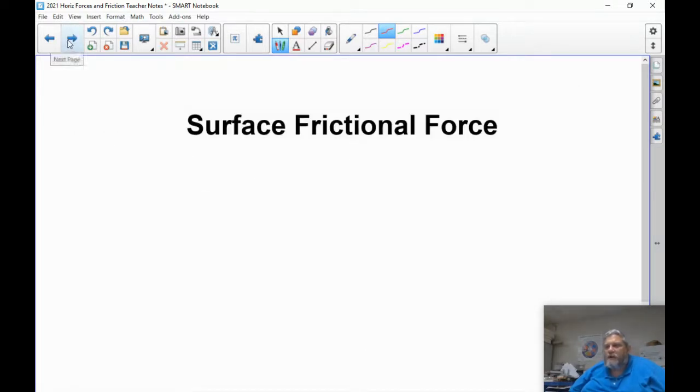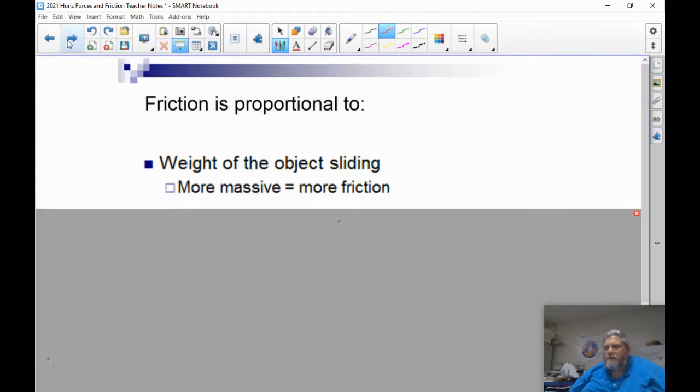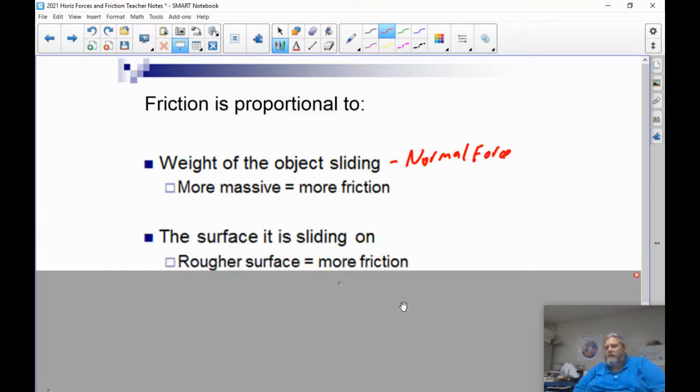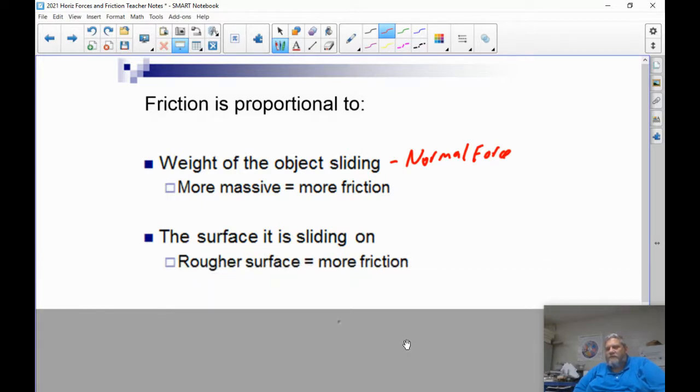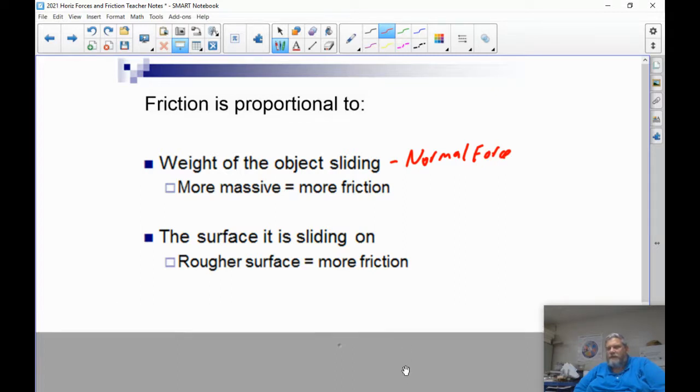All right, so now let's talk about surface friction. Friction is proportional to the weight of the object that is sliding. So the more mass it has, the more friction it has, because it's proportional, really, to the normal force. But the heavier something is, the more normal force it's going to have. It's also proportional to the surface that it's sliding on. The rougher the surface, the more friction there's going to be.